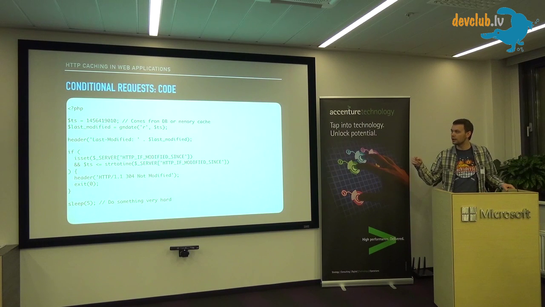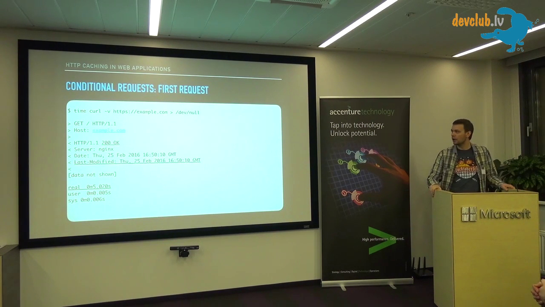So we're adding the header, and then there's an if statement that says if there's an If-Modified-Since header present in the request, and the value of that header is greater or equal than the current timestamp, which should be coming from the database, then simply return 304 Not Modified and exit. Do nothing, right? Because nothing has changed. And if that if statement does not evaluate to true, it will get to the sleep call, which just mimics doing something very hard.